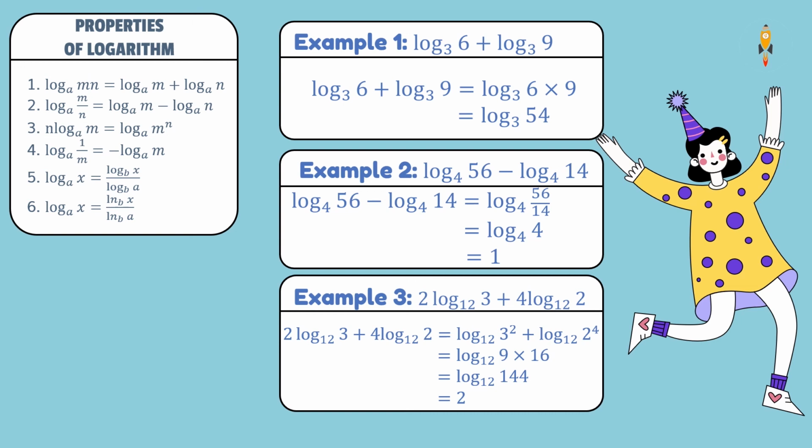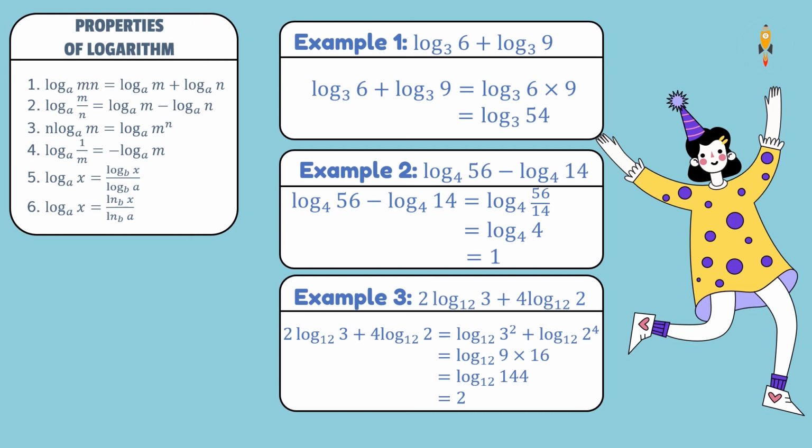Example 2. Log base 4 of 56 minus log base 4 of 14 is equal to log base 4 of 56 divided by 14. So log base 4 of 56 minus log base 4 of 14 is equal to the log base 4 of 4, which is equal to 1.